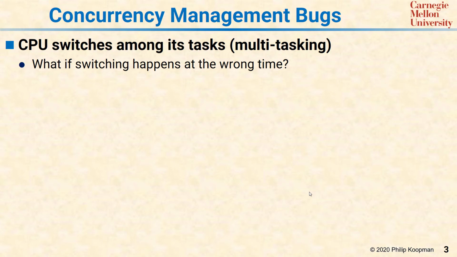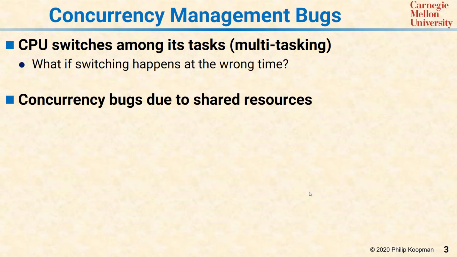Let's start our tour of concurrency management bugs by considering a single CPU system with a shared resource. If you have a CPU that switches among its tasks, so it's multi-threaded or multitasking, ask the question, what happens if the task switching happens at the wrong time? The result can be concurrency bugs due to shared resources. Let's look at an example.